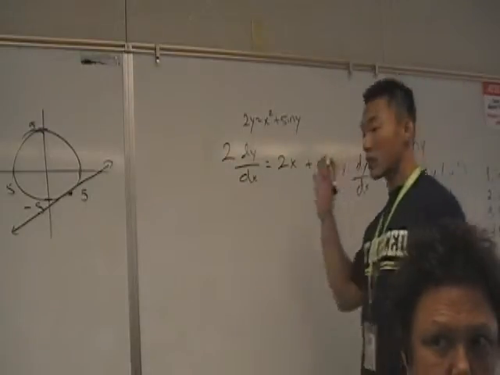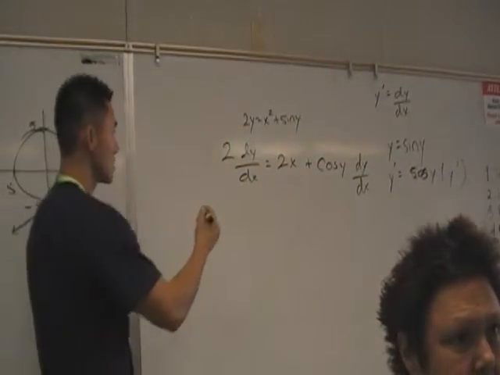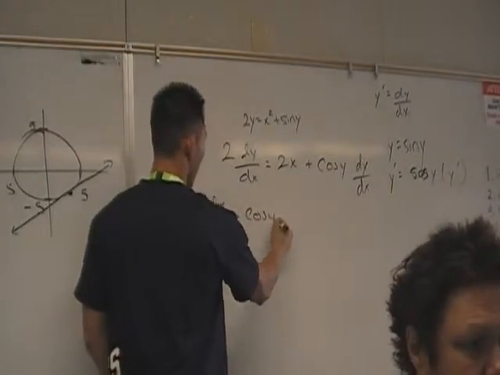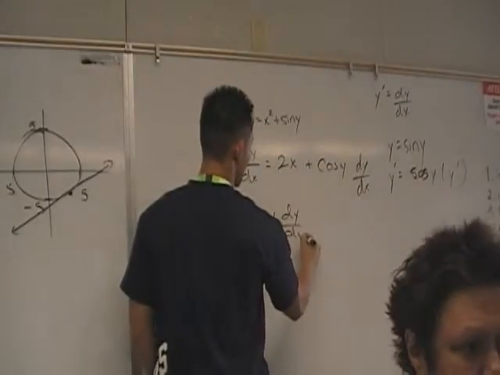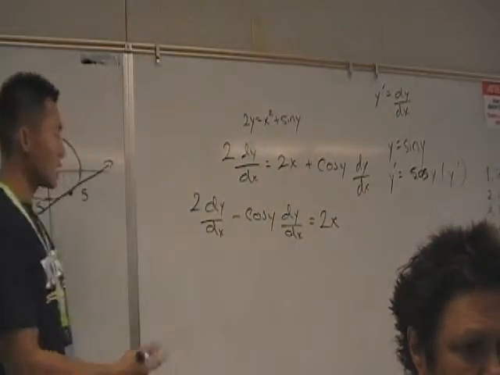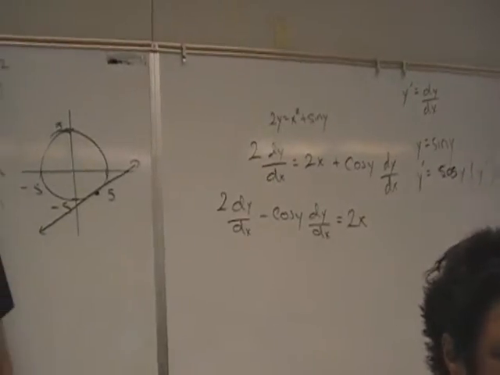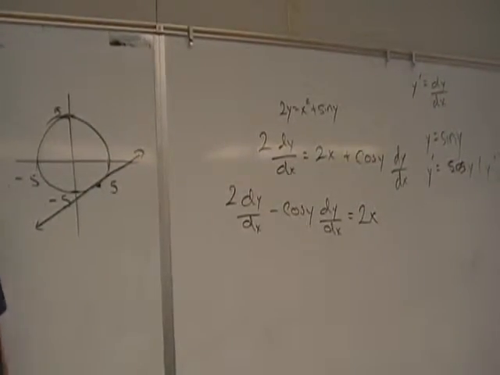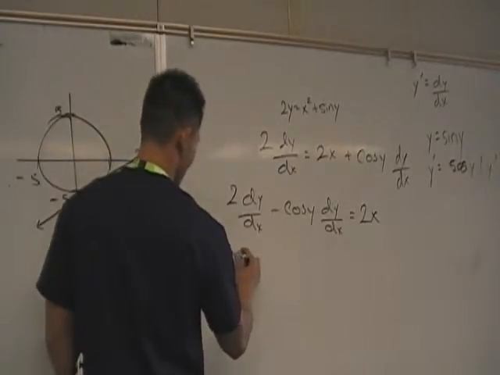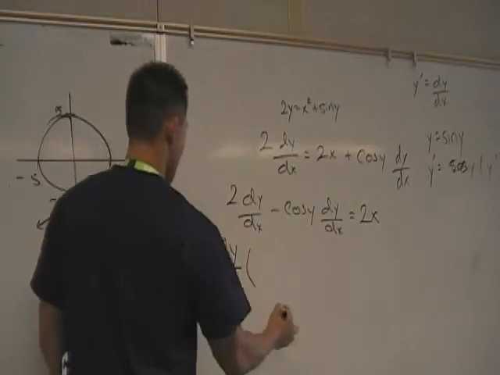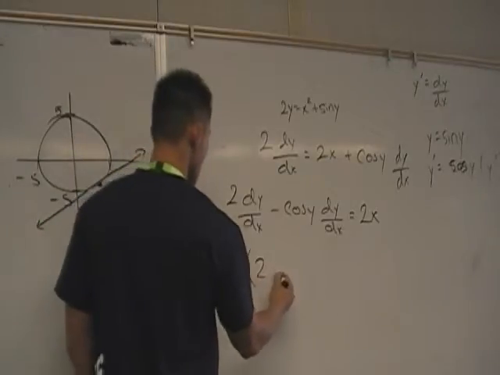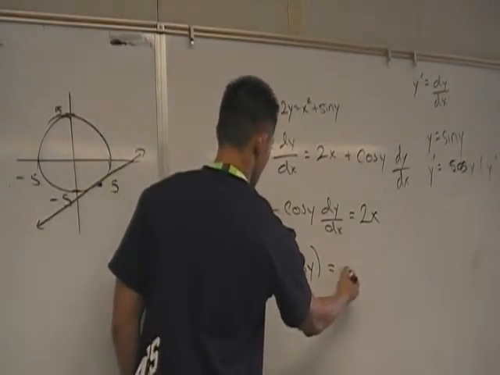So, let's put all the dy/dx on the same side. We have 2 dy/dx minus cosine of y dy/dx is equal to 2x. How do we get the dy/dx out of there? Divide. Distribute. Simplify. You don't distribute it. You don't expand. You factor. Yes, you factor the dy/dx out. So we factor the dy/dx out. What do we have left?